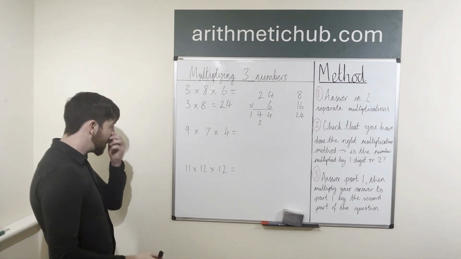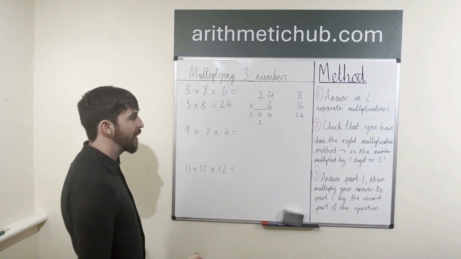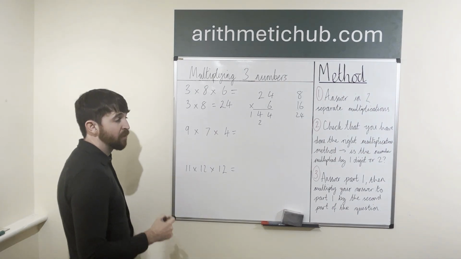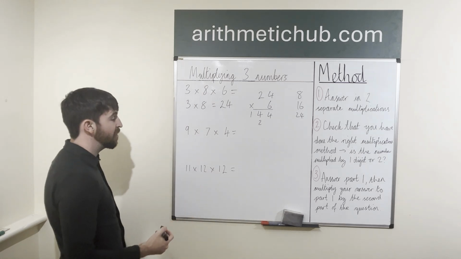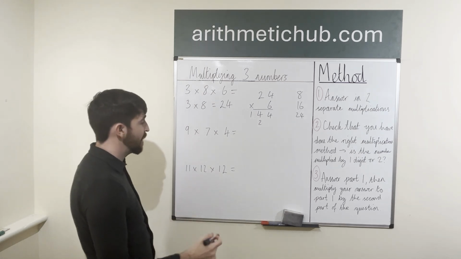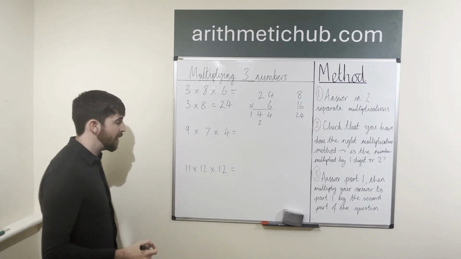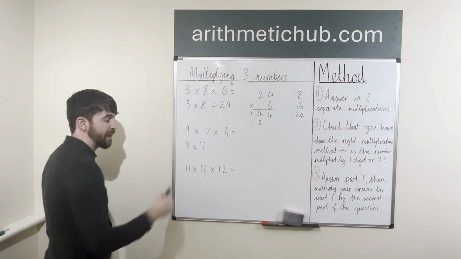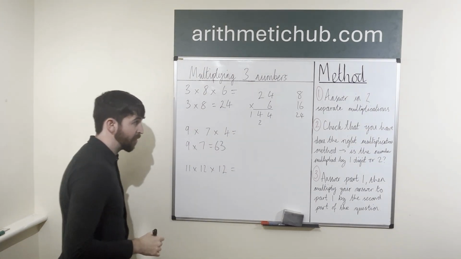Okay, the second part, we've got 9 times 7 times 4. So again, we do the same thing. We're going to answer it in two separate multiplications. We're going to check you've done the right multiplication method and is the number multiplied by one digit or two digits, and then we're going to answer part one, then take the answer to be able to use for part two of the question. So 9 times 7 times 4. First thing I'm going to do is answer 9 times 7. 9 times 7 is going to give me 63.